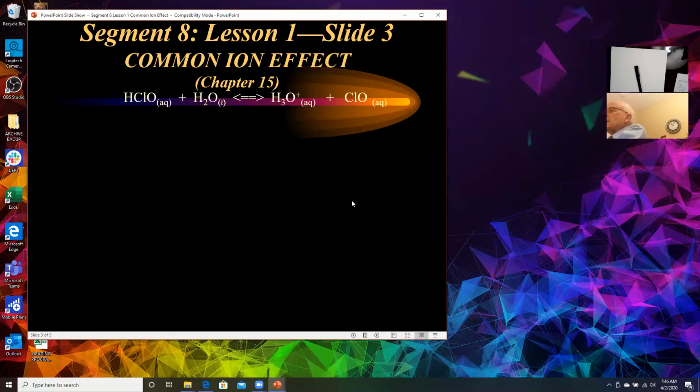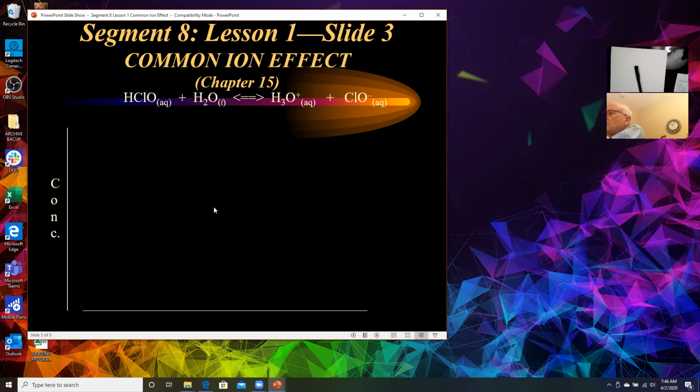Let's look at an example. Here's a hypochlorous acid equilibrium. I've included the water to create the H3O plus. That is the most dominant species that's present. But you recall water concentration doesn't change, so it's not involved in the equilibrium constant. So this is the equilibrium between hydronium ion and hypochlorite ion and hypochlorous acid.